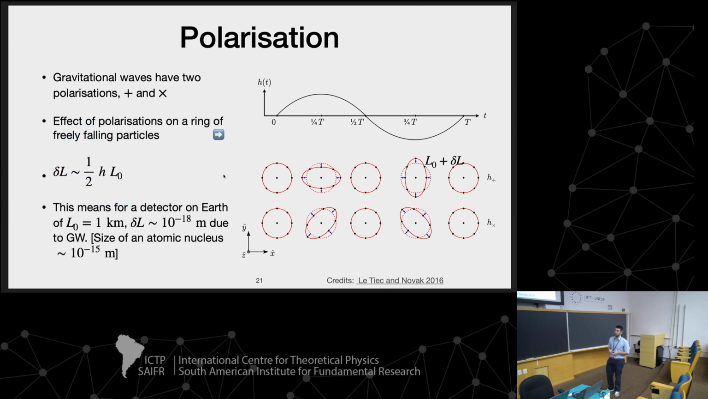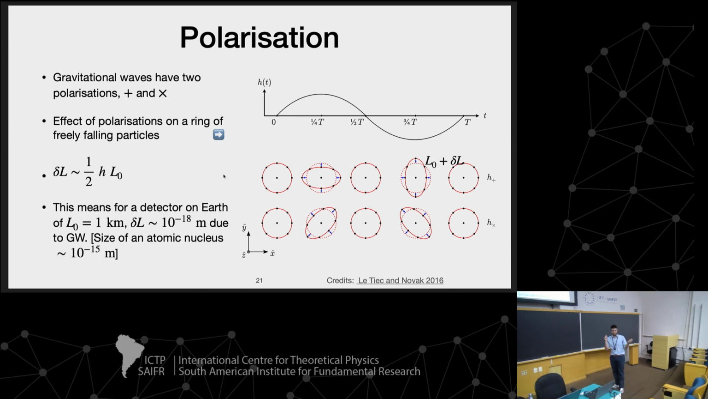So just to give you back of the envelope numbers, if you have a detector on Earth of 1 kilometer, and an amplitude of 10 to the minus 21, the displacement would be equal to 10 to the minus 18 meters. So it means that if you want to measure the passage of a gravitational wave, you need to measure a displacement that is way smaller than the nucleus of an atom. 10 to the minus 15 is the nucleus of an atom.